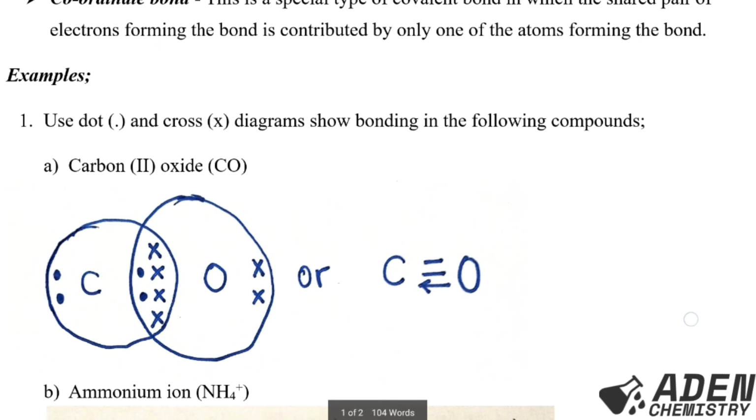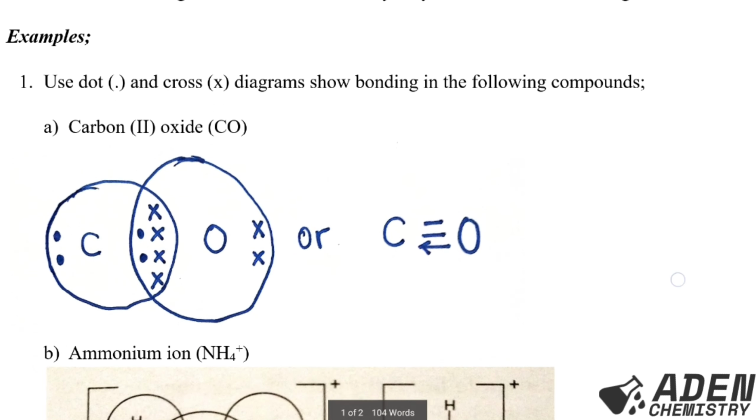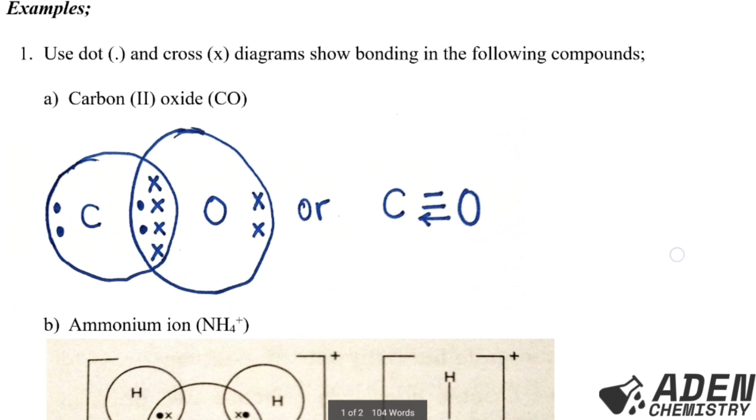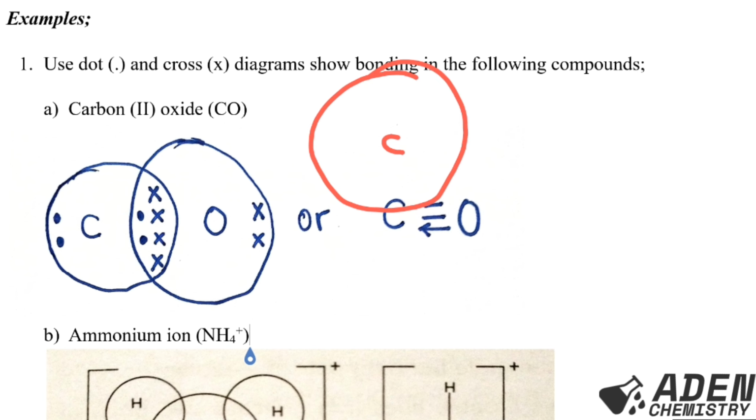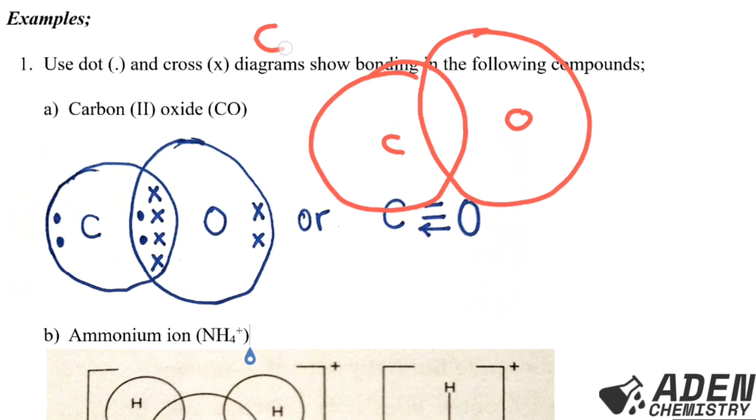Number 1, we are told to use dot and cross diagrams showing bonding in the following compounds. So the first compound that we have is carbon 2 oxide. When you see carbon 2 oxide, we have the carbon atom and its energy level, which is linked with the oxygen atom and its energy level. So we can take carbon and give it dots, then we take oxygen and give it crosses. The electronic configuration of carbon is 2,4, the electronic configuration of oxygen is 2,6.